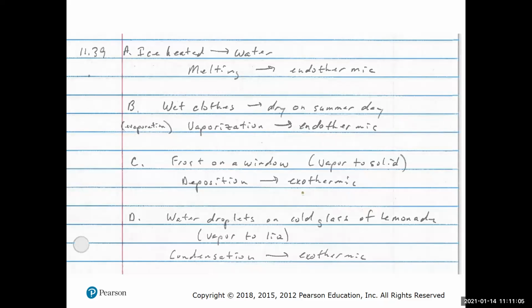And then the last one, water droplets on a cold glass. In this case they're saying lemonade, but a cold glass of some drink you have. Once again, you have water vapor in the atmosphere. It condenses on that glass, so it goes from vapor phase to liquid. Exo or endo? That's another one that's exothermic. We didn't have to put any energy into that. We're actually pulling energy out, the energy is given off.